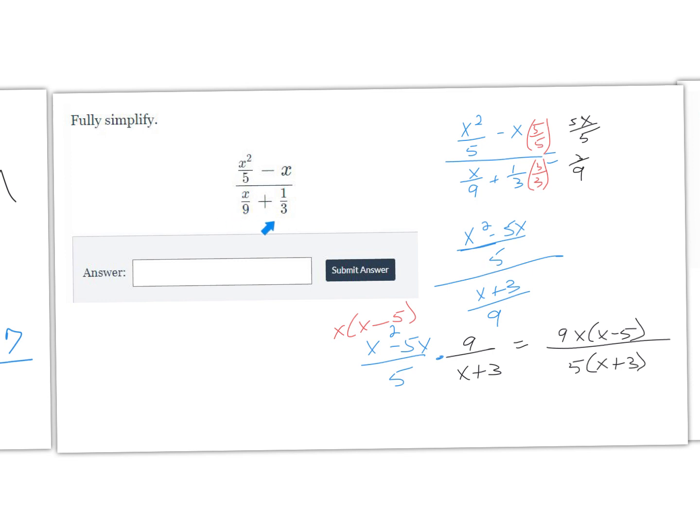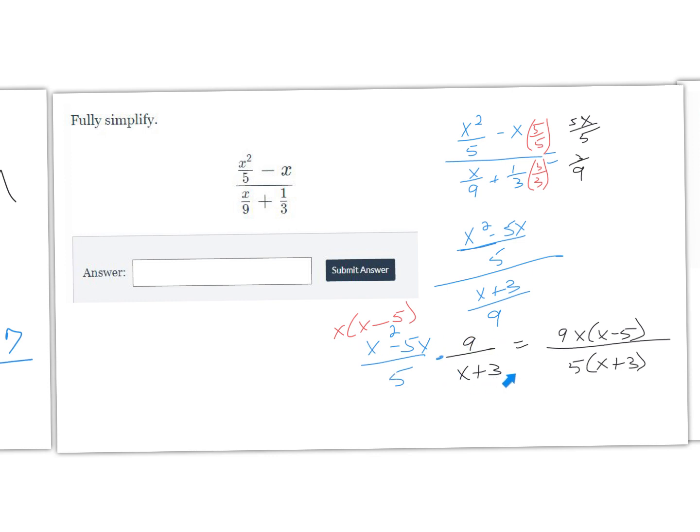Then down here in this denominator of the original, x over 9 plus 1 over 3, what's in common there is the 9, so this 1/3 has to be multiplied by 3 over 3. So we end up with x plus 3 over 9. Well, now when we divide a fraction by another fraction, basically we multiply by the reciprocal. So this x squared minus 5x over 5 gets multiplied times 9 over x plus 3.